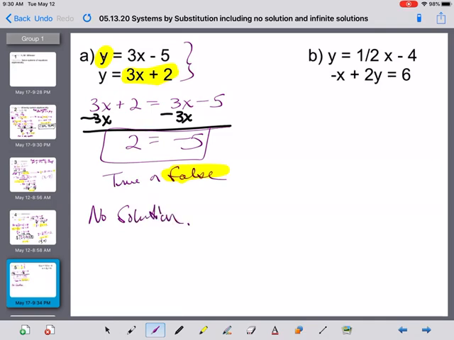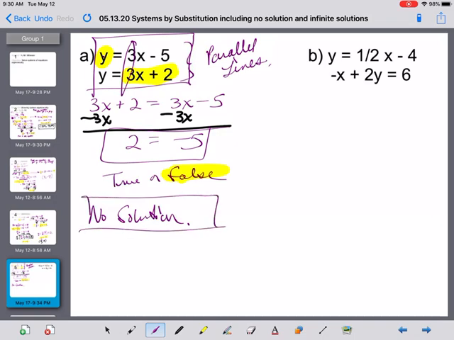Now, you might have known right away. Look at these equations. The slopes are the same, different y-intercepts. Those are parallel lines. So even though it didn't say to graph, you could have known right away no solution because they're parallel lines. But if you're doing the math, the substitution, and you end up with no x's and you get a false statement, it's no solution. Parallel lines. So look at B.